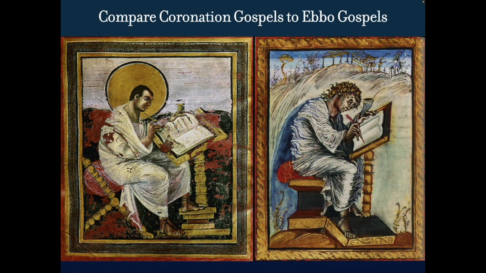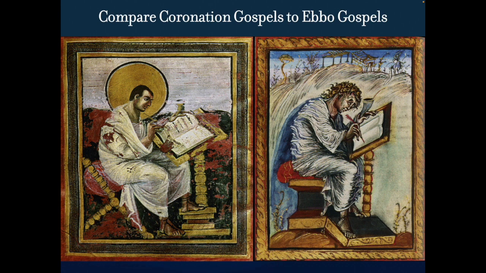So again, here's a compare and contrast. Coronation Gospels to Ebbo Gospels. Same opening page of the Gospel of Matthew. And you can tell how sort of the same, but very different. This was done about 20 years later, so odds are, maybe, probably, we don't know. These manuscripts were passed around, or people would almost make pilgrimages to monasteries to read these, to see these. These were artifacts. Hey, I'm going to go to this monastery to read this gospel.